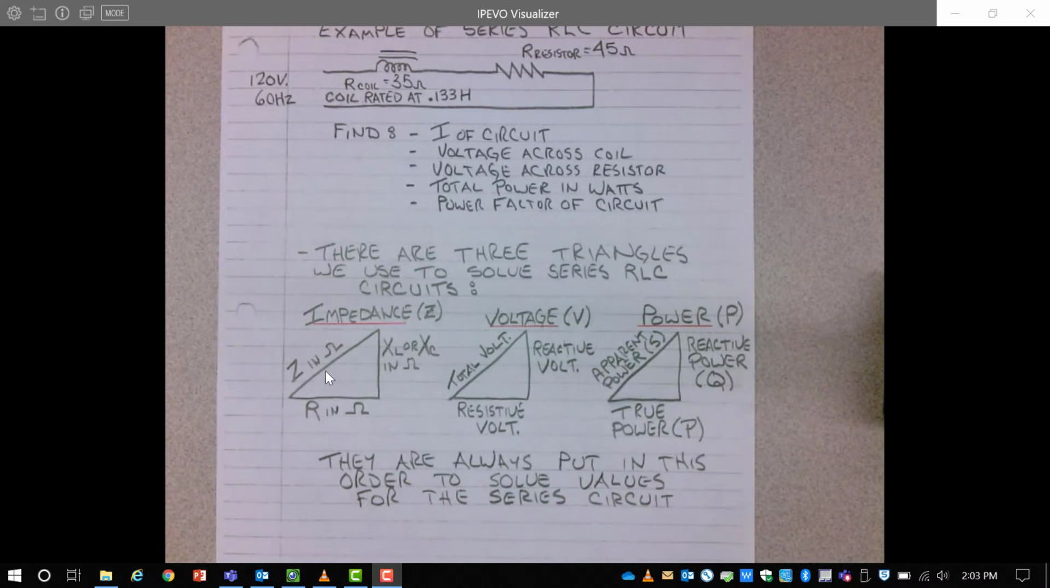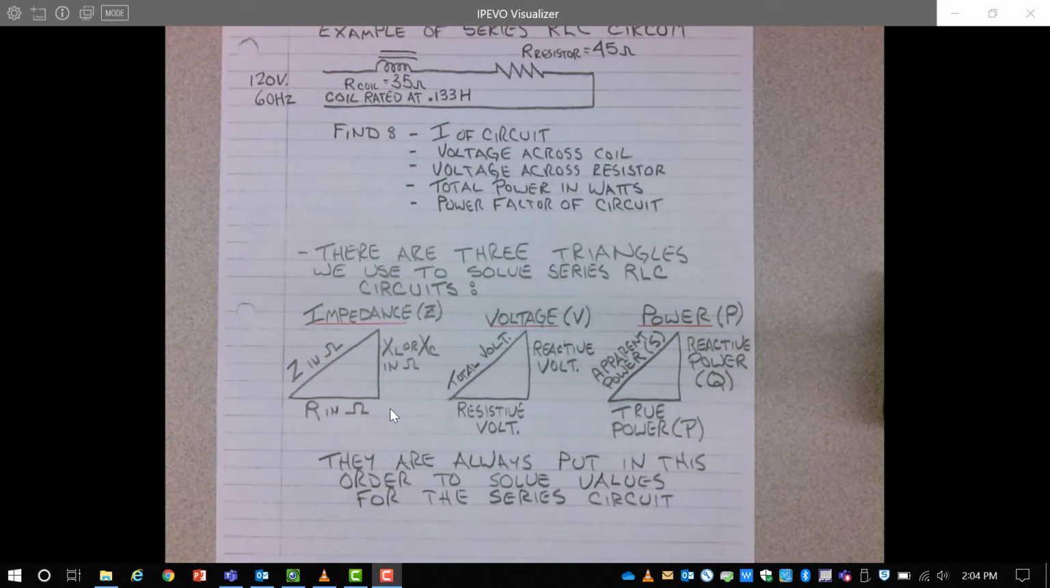Ordinarily, for series RLC circuits, we use three triangles: an impedance triangle, a voltage triangle, and a power triangle. They're always in this order: impedance followed by voltage followed by power triangles, because that is the best way to make them work in the circuit. And it's just important to know what is on each triangle.